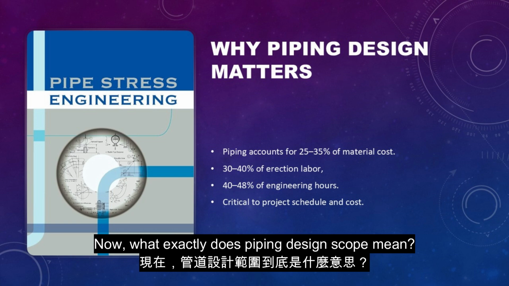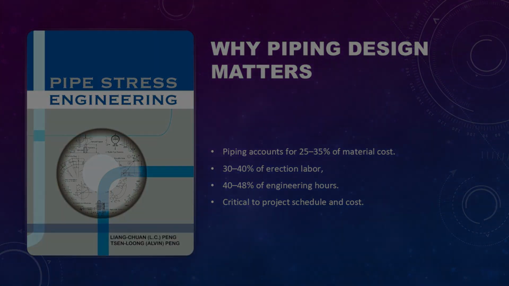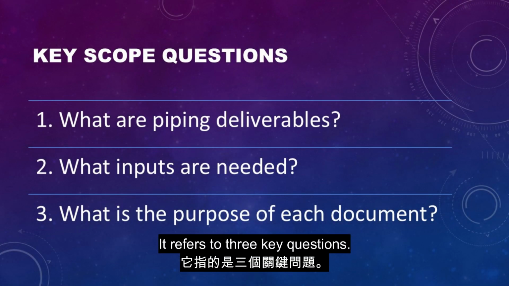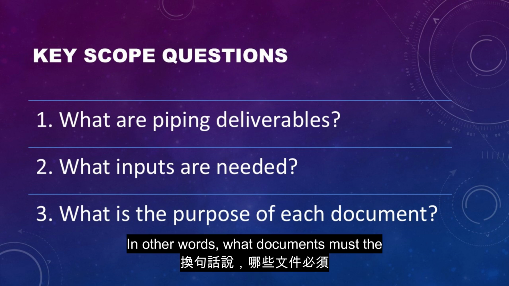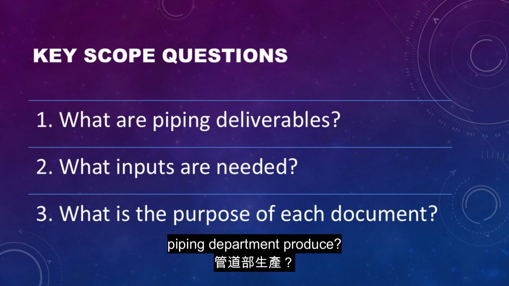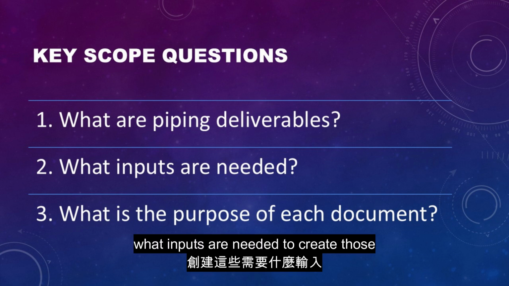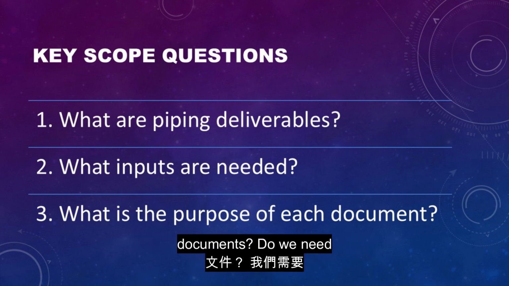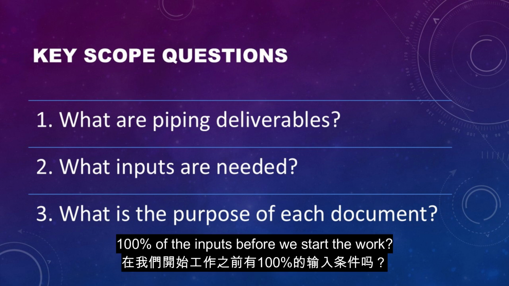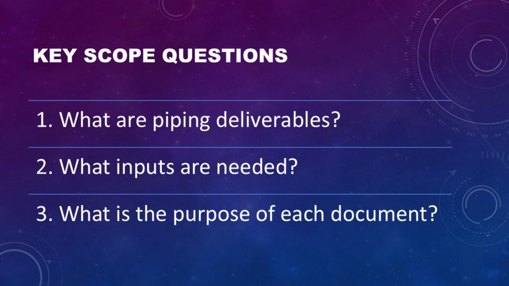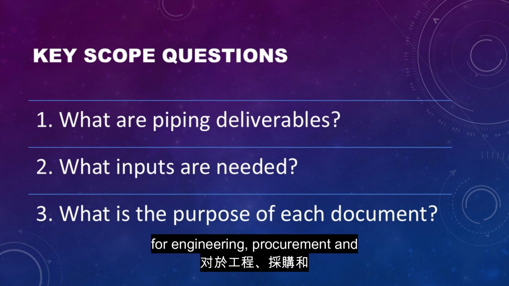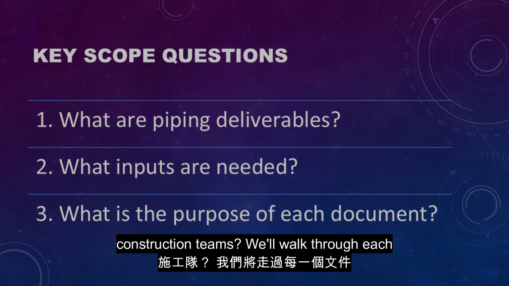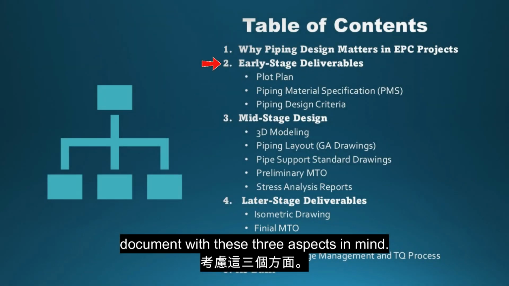Now, what exactly does piping design scope mean? It refers to three key questions. 1. What are the piping design deliverables? In other words, what documents must the piping department produce? 2. What inputs are needed to create those documents? Do we need 100% of the inputs before we start the work? 3. What's the purpose of each document for engineering, procurement, and construction teams? We'll walk through each document with these three aspects in mind.